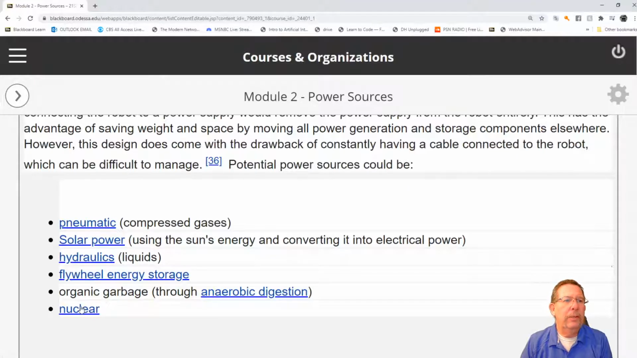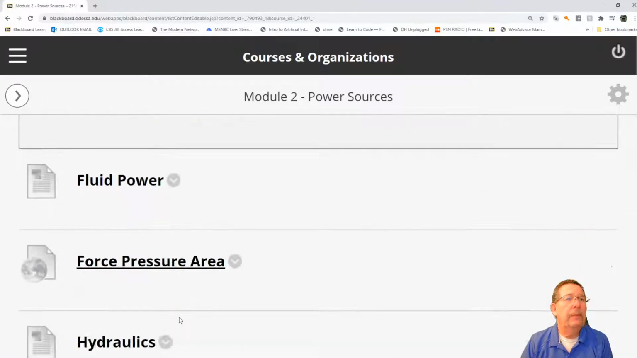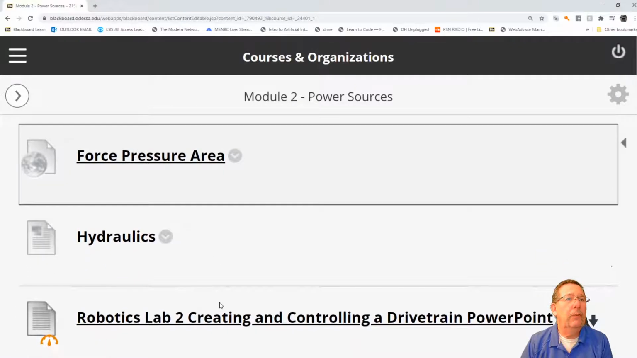And then there's organic garbage or anaerobic digestion that creates power. And of course, the big bad boy, right? Nuclear. That's another way to power a robot, right? Or anything for that matter. Let me see. Fluid power, force, pressure, hydraulics.